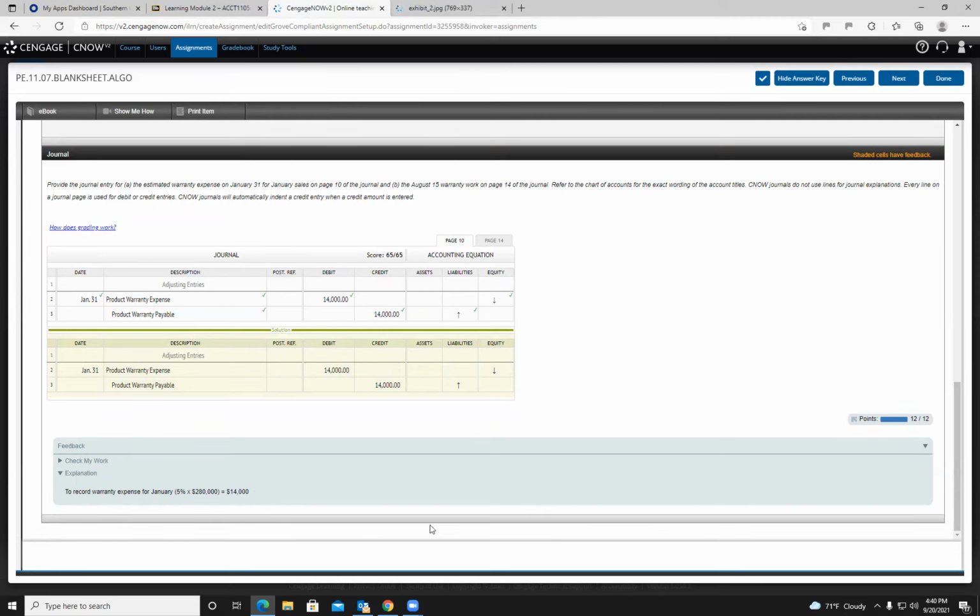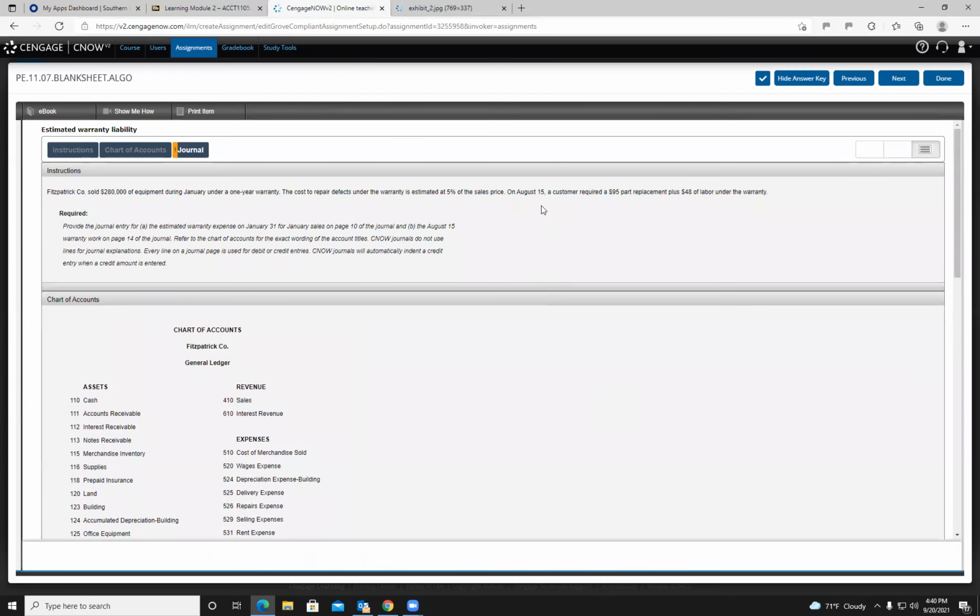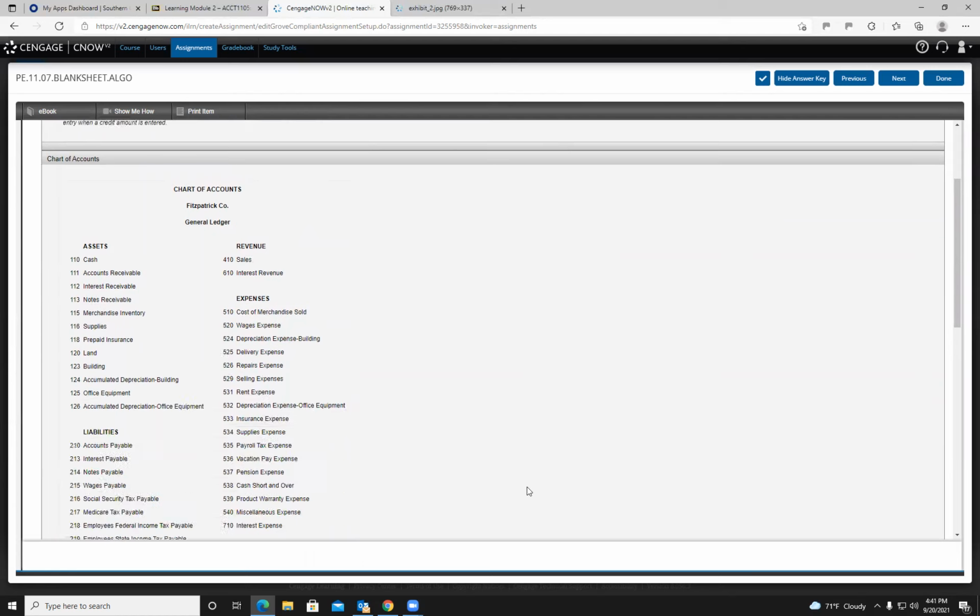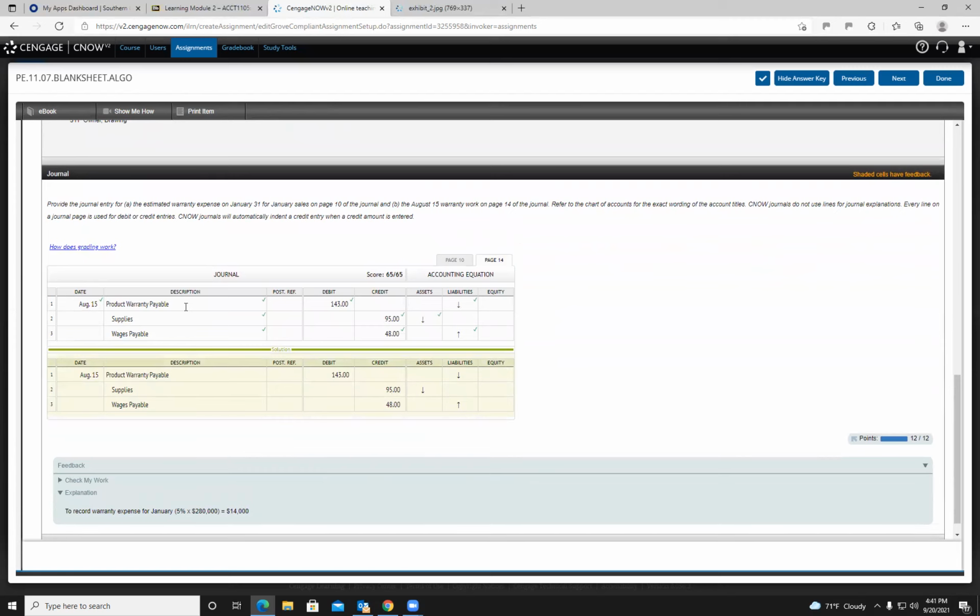Okay. So then they wanted you to journalize the warranty work on August 15th. So we'll go ahead and click over to the next tab. So according to this information above, the customer required a $95 part replacement plus $48 of labor under the warranty. So how would we record that? So we offset the payable we set up when we did the warranty expense. So we go ahead and do a debit to that payable, reducing the payable balance because we are actually doing some repairs against it. And then you're going to reduce your supplies, which is supplies again as an asset.